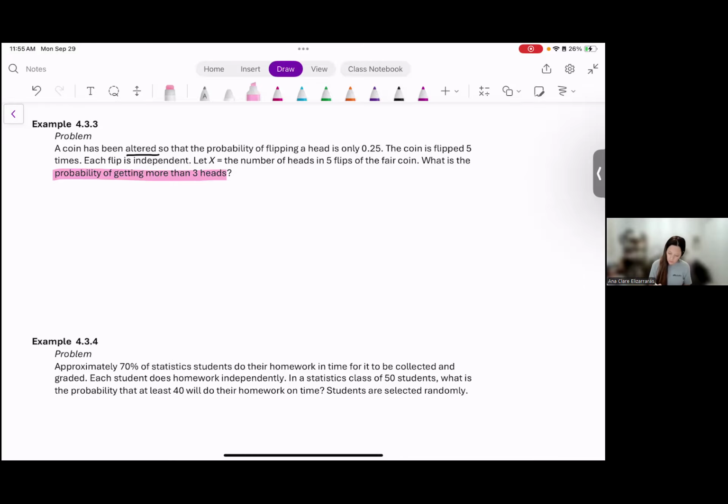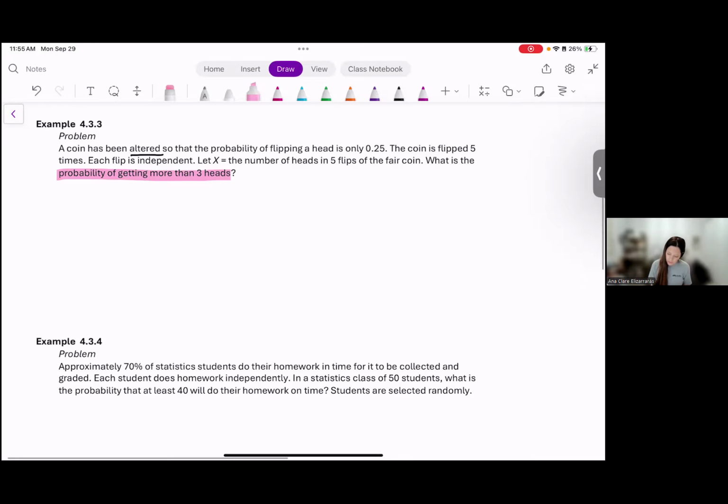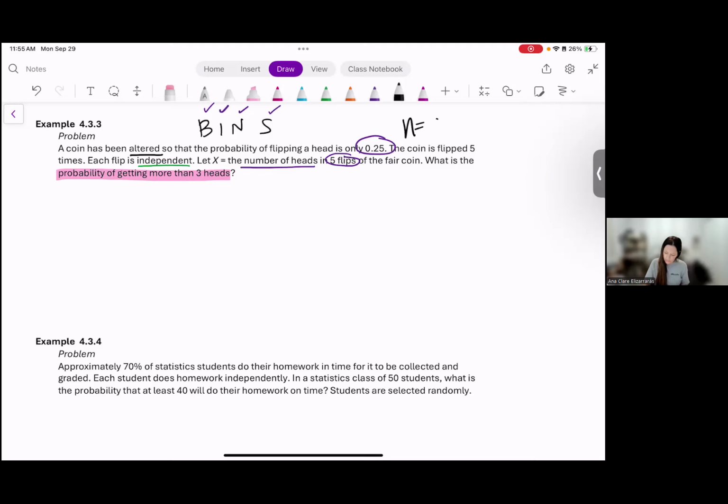But I want to check that it's binomial. The coin is flipped each time, so I have independence. I'm looking for a number of heads, so I either have heads or tails. It's binary. I'm flipping the coin 5 times. That's a set number of times. And heads has a probability of 0.25. So in this situation, N is 5. That's the number of times that I'm flipping the coin. And the probability is 0.25. So I am binomial. So what I can now do is go to Statlet and use the applet to help me calculate these probabilities.